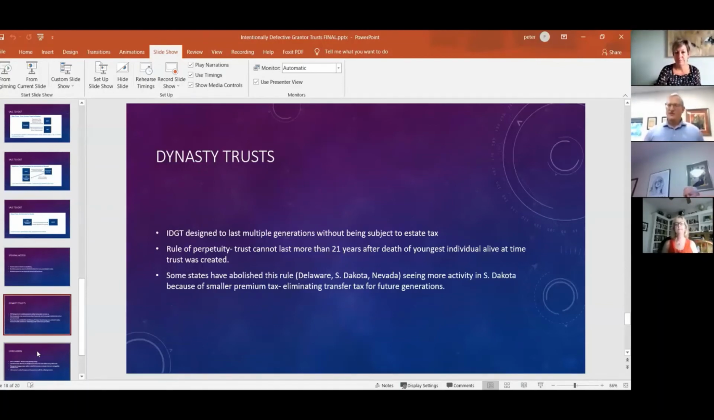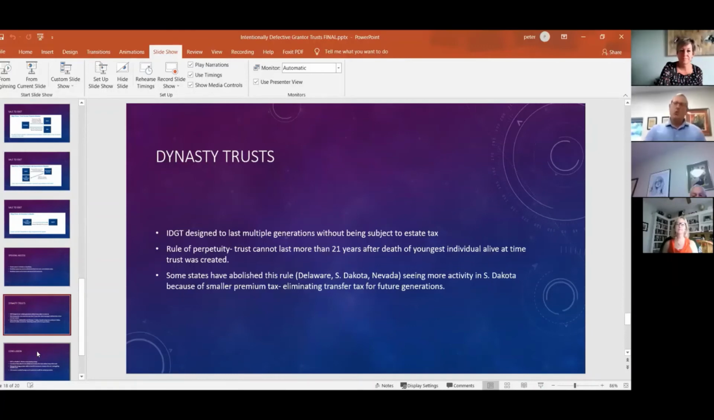However, there are several states that have abolished or modified that rule. The three big ones are Nevada, South Dakota, and Delaware. We actually just worked on a dynasty trust out in Nevada. Their rule of perpetuity is the trust has to expire 350 years after the death of the youngest individual. I do not believe that South Dakota has any limitations as to how long a trust can last.